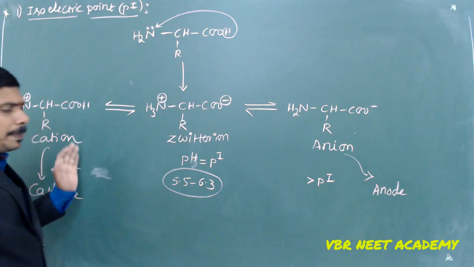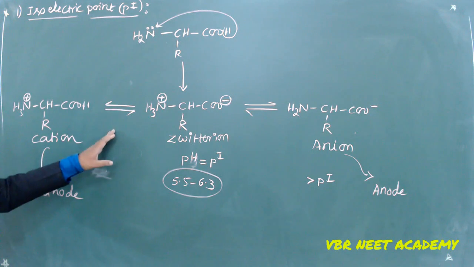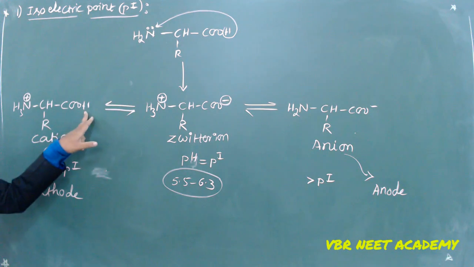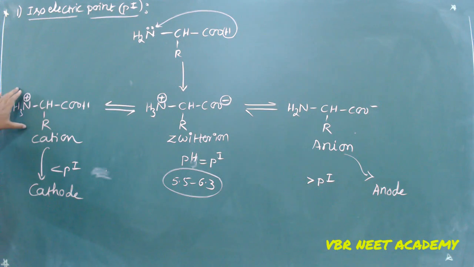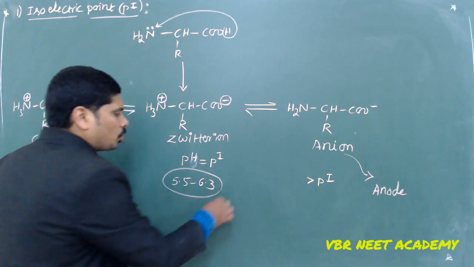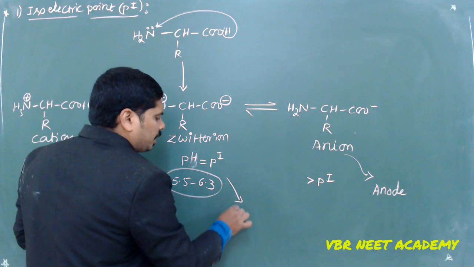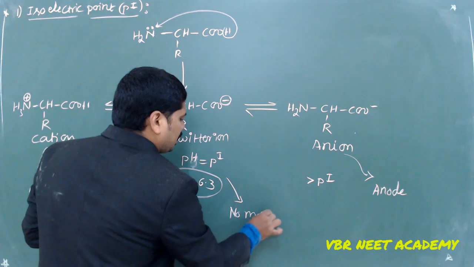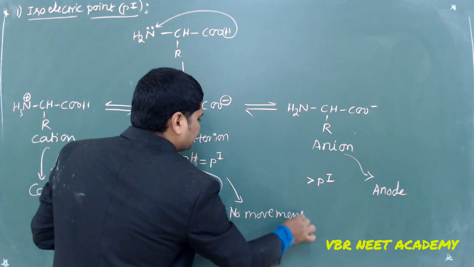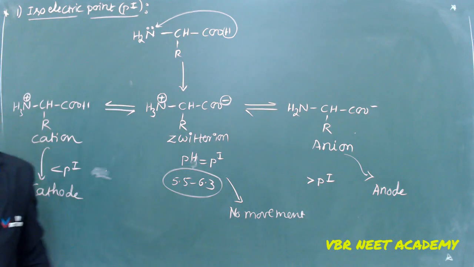When it is below the Pi, we have an acidic pH. That H plus is combined with COO minus, so it behaves as a cation. That cation moves towards the cathode. When we take the Pi, there is no movement. It is not moving anywhere. No movement of ions takes place.